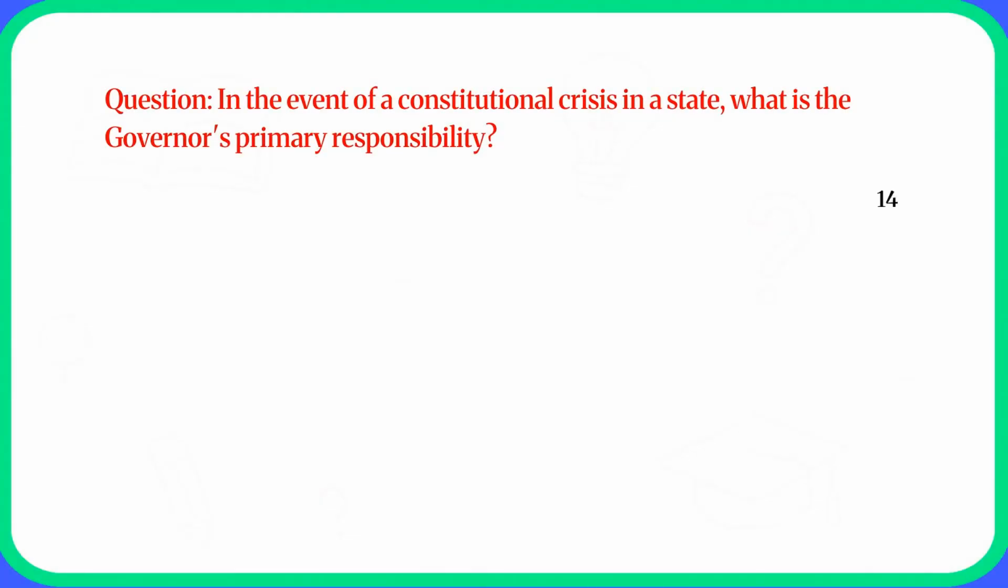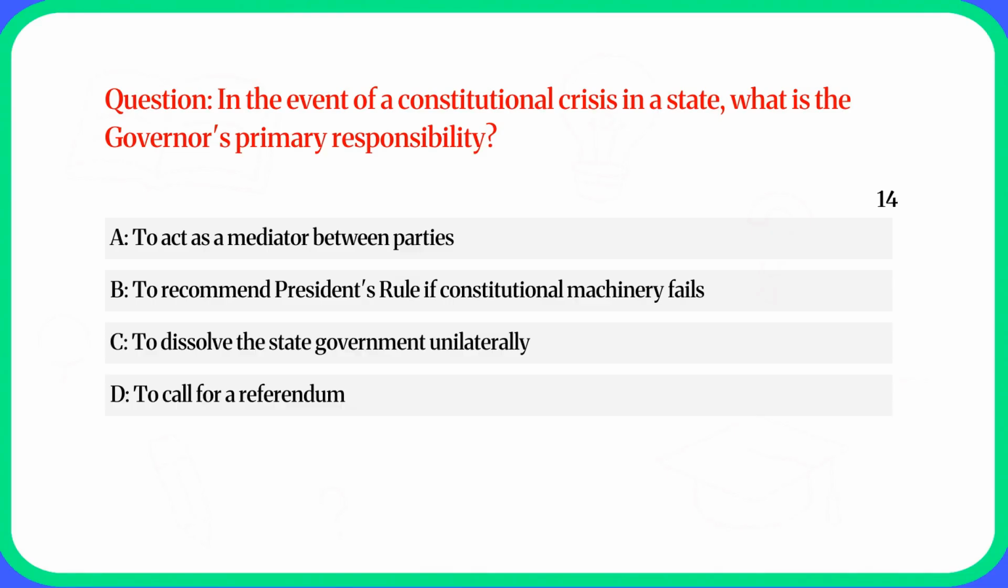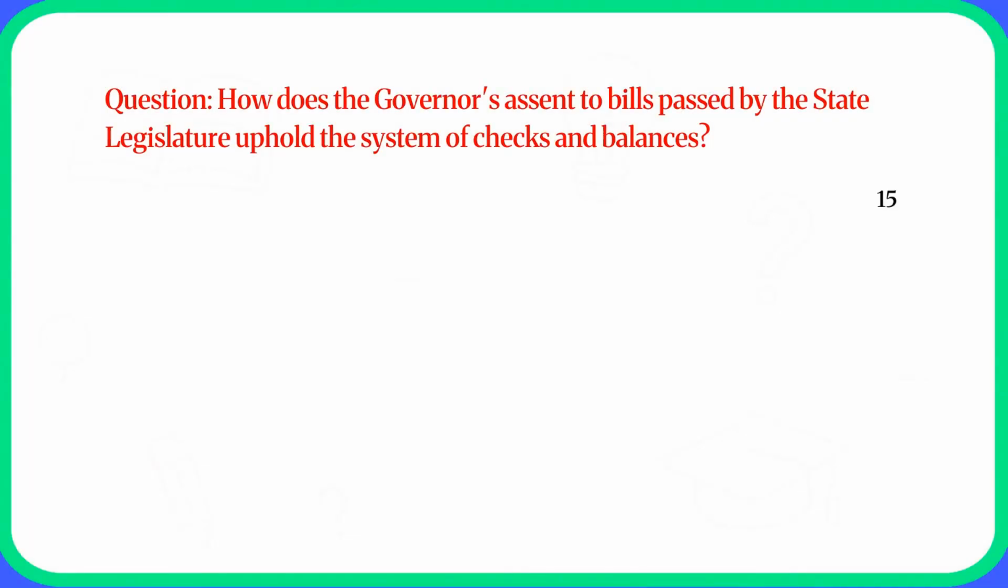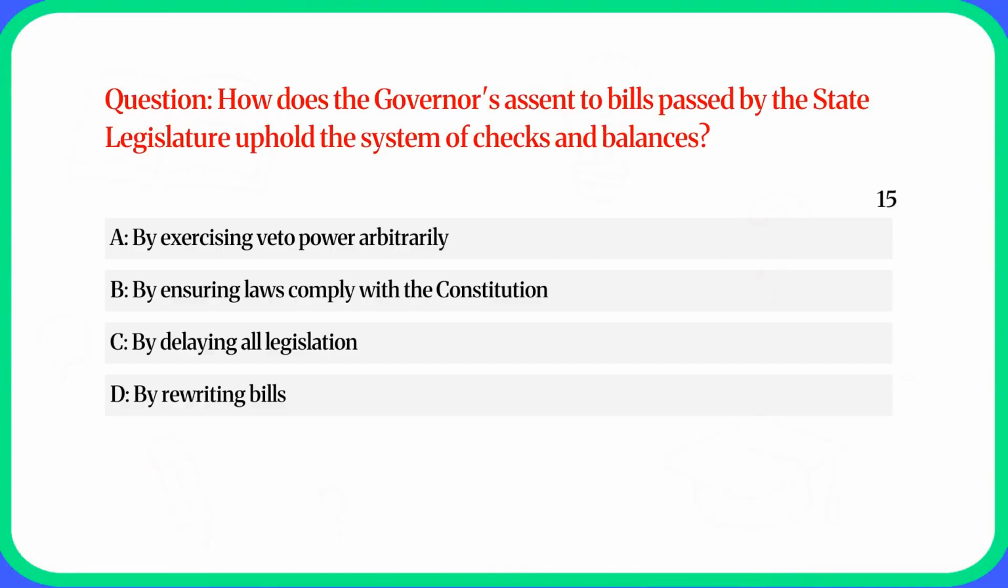Question: in the event of a constitutional crisis in a state, what is the governor's primary responsibility? Answer: B. to recommend president's rule if constitutional machinery fails. Question: how does the governor's assent to bills passed by the state legislature uphold the system of checks and balances? Answer: B. by ensuring laws comply with the Constitution.